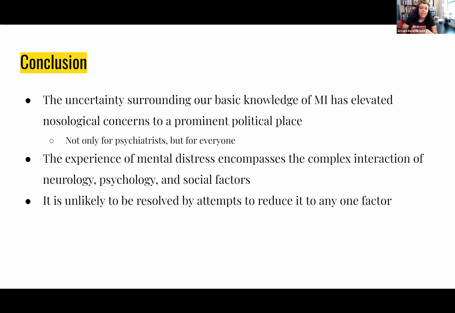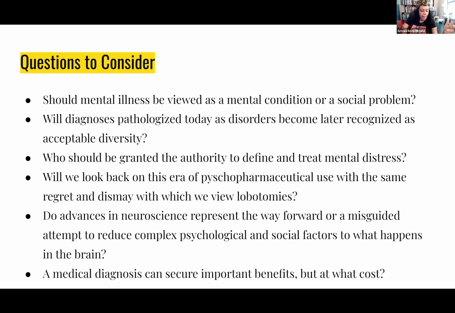So in conclusion, the uncertainty surrounding our basic knowledge of mental illness has elevated our classificatory concerns to a prominent political place for everybody. The experience of distress encompasses the complex interaction of neurology, psychology, and social factors, and it's unlikely that we can reduce any of this to one factor. So what I would like you to do is pick one of these questions and write one full paragraph on what you think. Not a whole paper, just one full paragraph. This is effort-based. So any one of these questions, pick one.